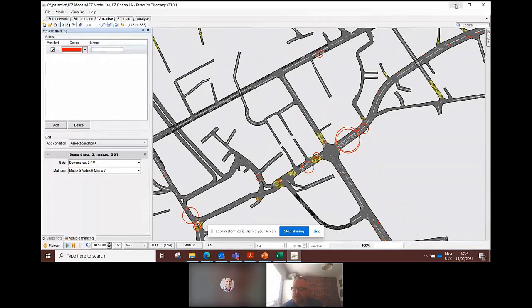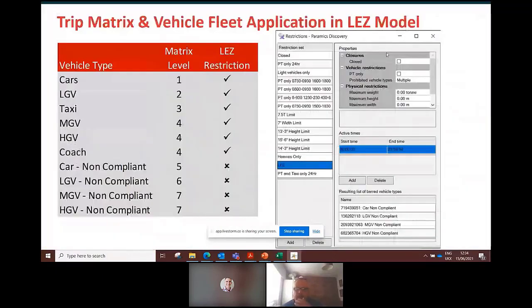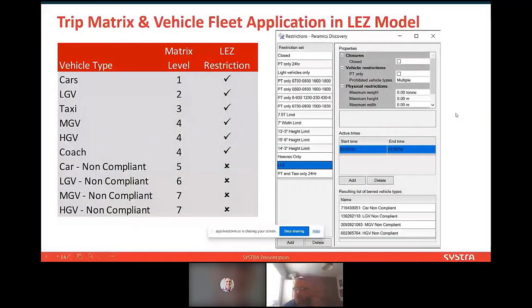Anyway, I'll close that down just now because I'm not entirely sure how that's showing, but hopefully you get the gist of how we set up the matrices and the restrictions. As I say, restrictions themselves are very easy to do. You have to have the matrix levels and the vehicle type set up in order to do that correctly.